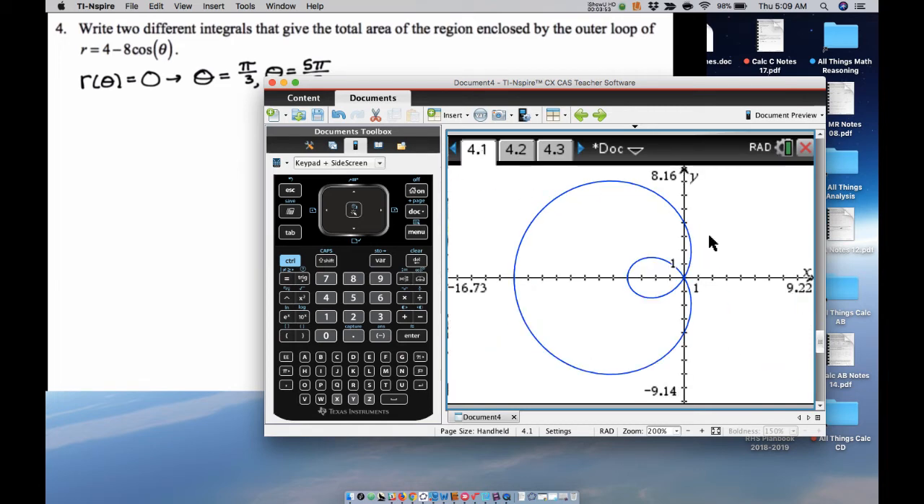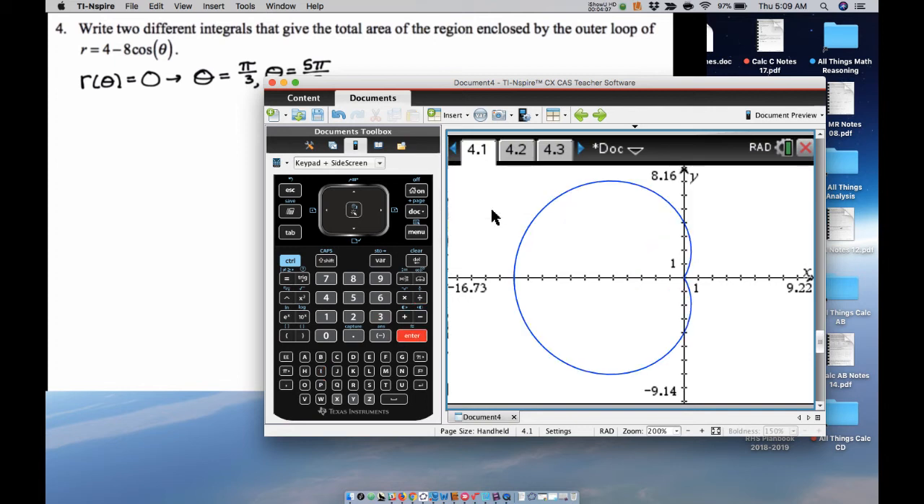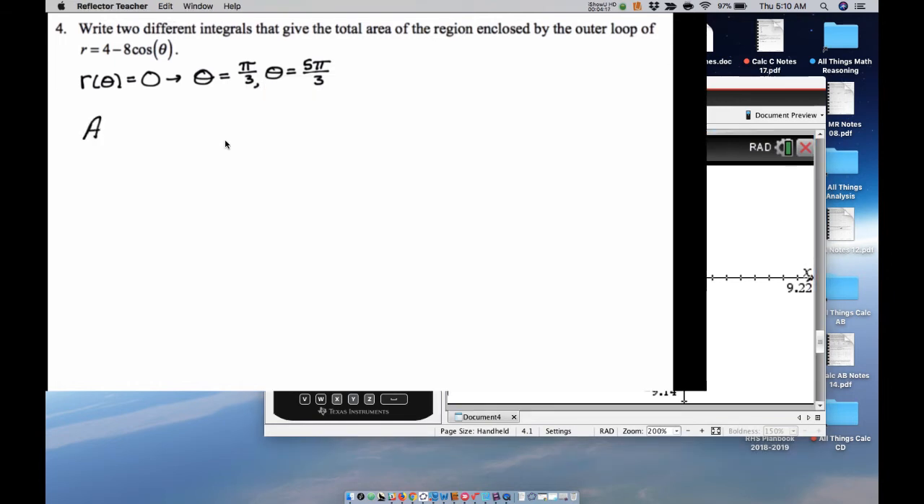So one of the things you can do, which I think is really useful, is on this graph, let's change our bounds to pi over 3 to 5 pi over 3, and just make sure that gives us what we think it does. And you can see if I just go pi over 3 to 5 pi over 3, it gives me all of this, and it just never draws the inner loop. So that integral is definitely going to work. So let's write that down.